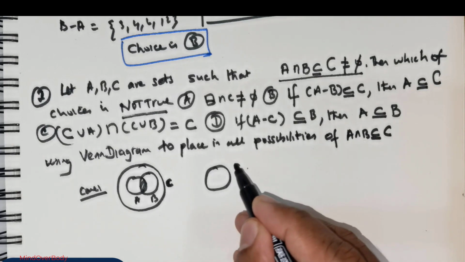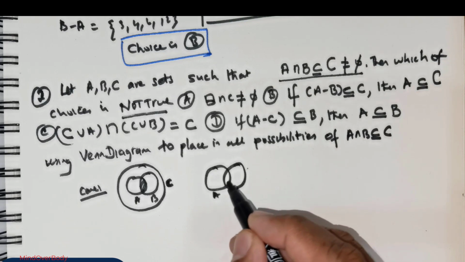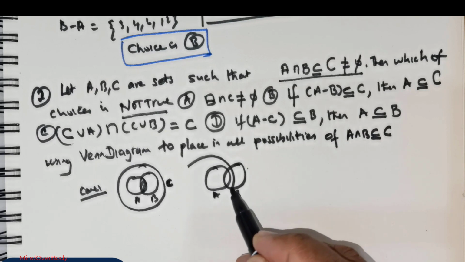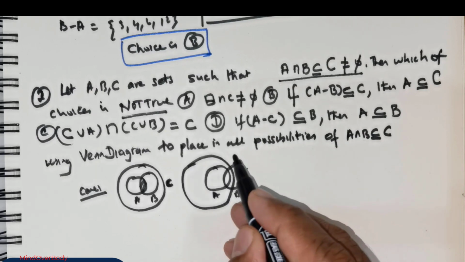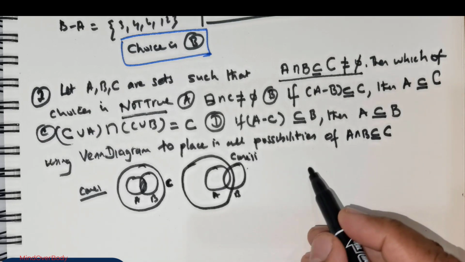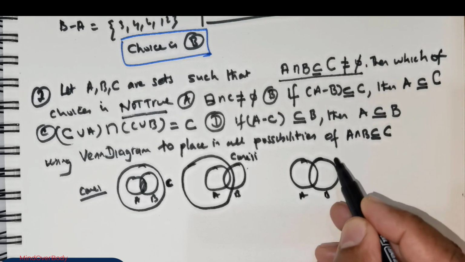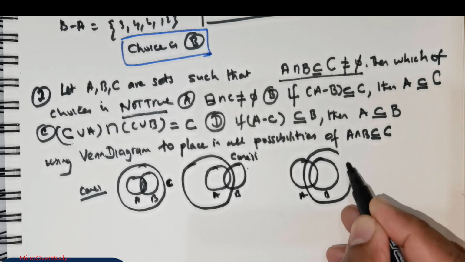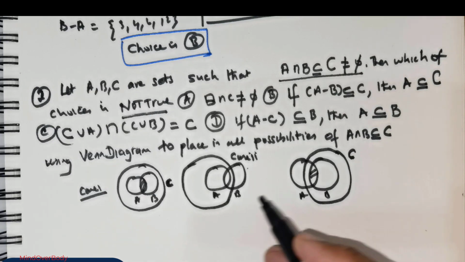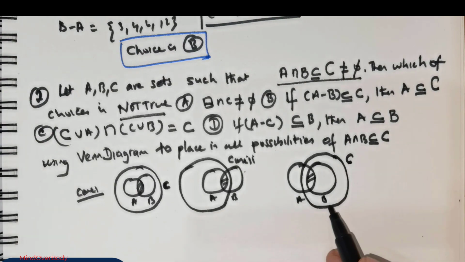Next, A is intersecting B. Now, this intersecting part should be present in C. So let me draw that portion. So this is case 2. Now, A is intersecting B, and I can have this intersecting part on this end. Right? This is the intersection. Now, this is case 1, case 2, case 3.